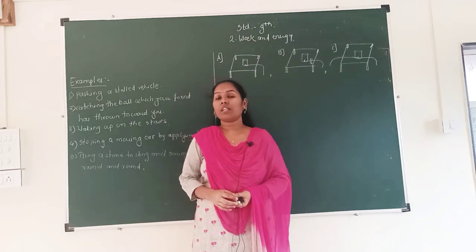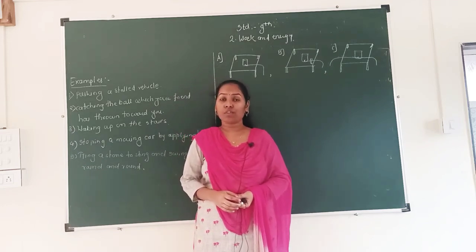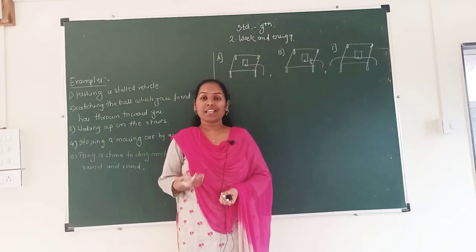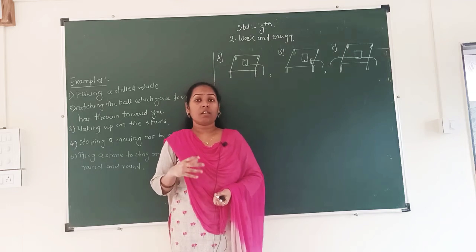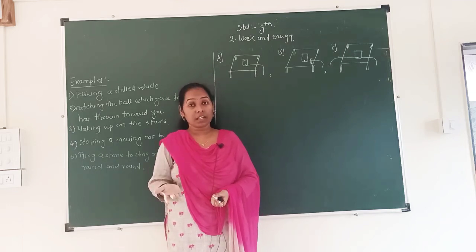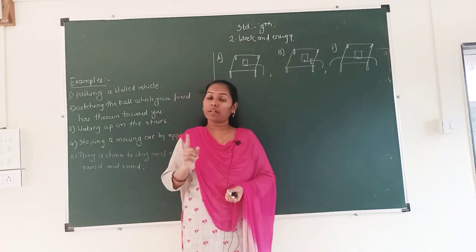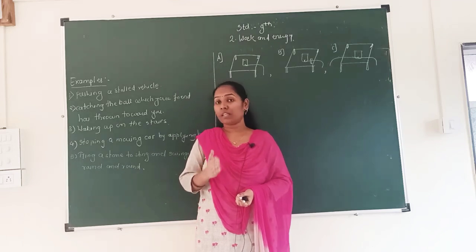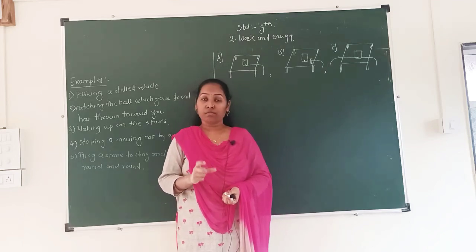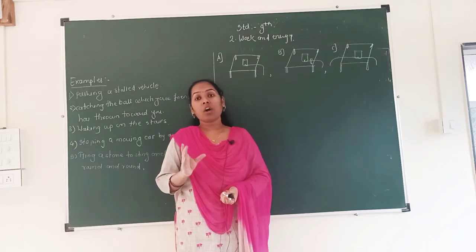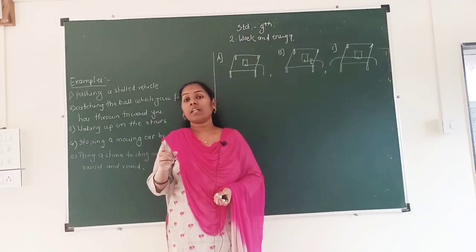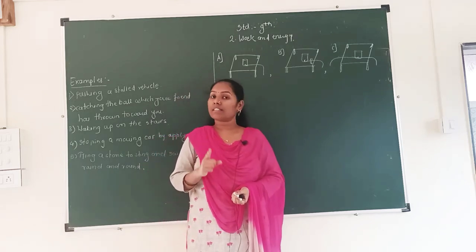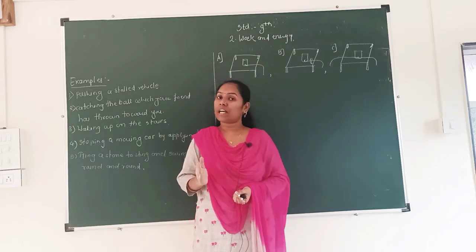All of you know what the SI unit of work is. The joule is the SI unit of work. When is 1 joule of work said to be done? When an object applies a force of 1 Newton, and because of this applied force the object is displaced through a distance of 1 meter in the direction of the force, then the work done is said to be 1 joule. This is the SI unit for work.